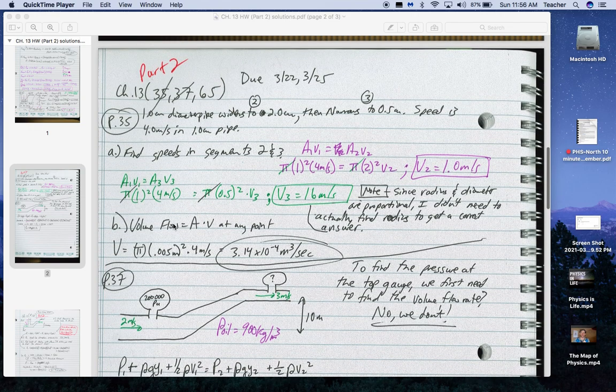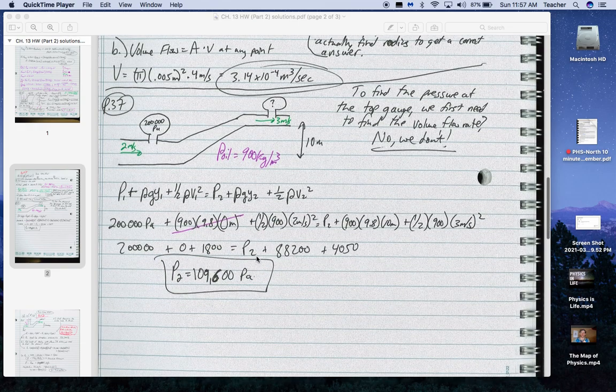The volume flow rate, here we do need to use pi r squared. So 0.005 meters squared times pi times 4 meters per second tells me I get 0.000314 times 10 to the meters cubed per second. I was combining my scientific notation and decimals, so that's the amount you get.